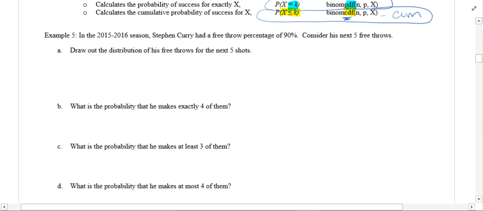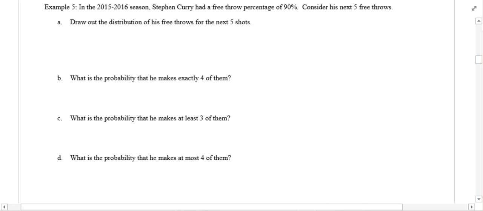So I'm actually going to have us answer a few questions before we do part A. Okay, so let's start with part B. What's the probability he makes exactly 4 of them? So which calculator command would I want to use to get exactly 4? Okay, so our probability x equals 4. And that'd be binomial PDF or CDF. Yeah, we're going to do PDF.